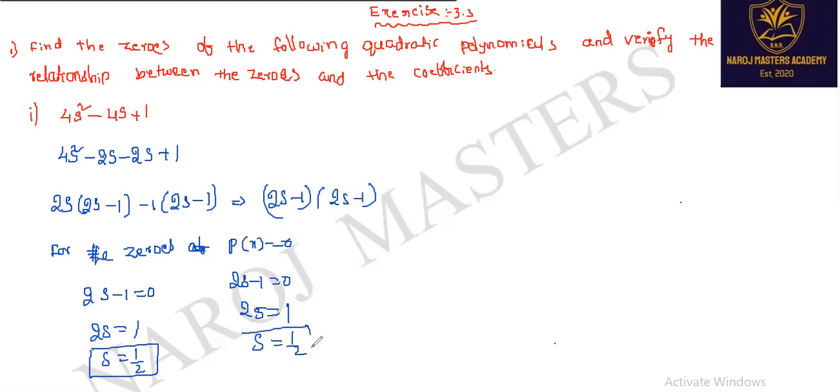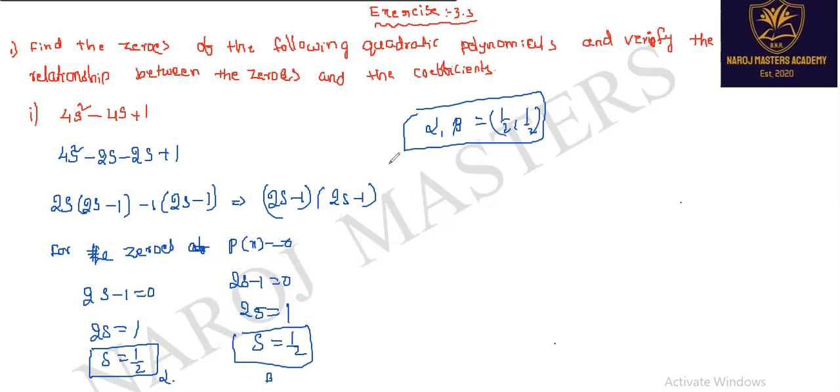So these are the zeros, and the first zero is alpha, the second is beta. So alpha comma beta are 1 by 2 comma 1 by 2. Okay. To verify whether these alpha and beta are correct or not: if you get LHS equal to RHS by substituting in the sum of the zeros formula and the product of the zeros formula, then these two zeros are correct. Okay, na? Now substitute in the sum of the zeros formula.